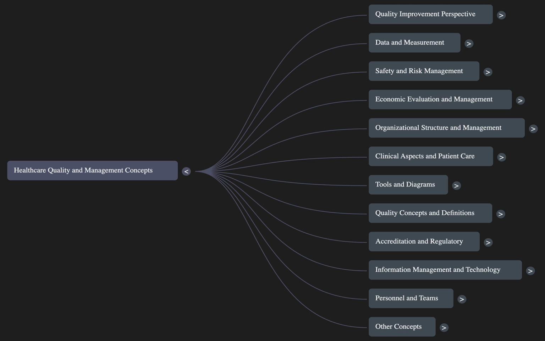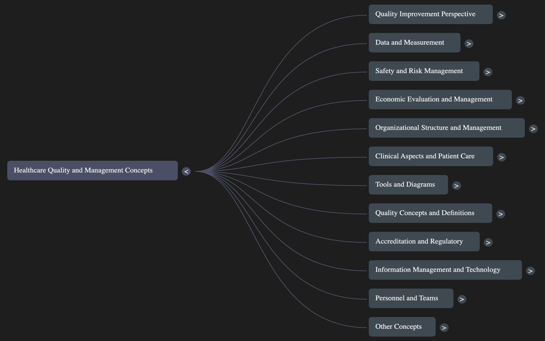Now, question 137 refers to the landmark 1999 IOM report, "To err is human." What was a key, startling finding? That report really shook things up. A major finding was the estimate of potentially upwards of 90,000 preventable patient injuries or deaths occurring annually in U.S. hospitals due to errors. It highlighted the scale of the problem. Really put safety on the map.